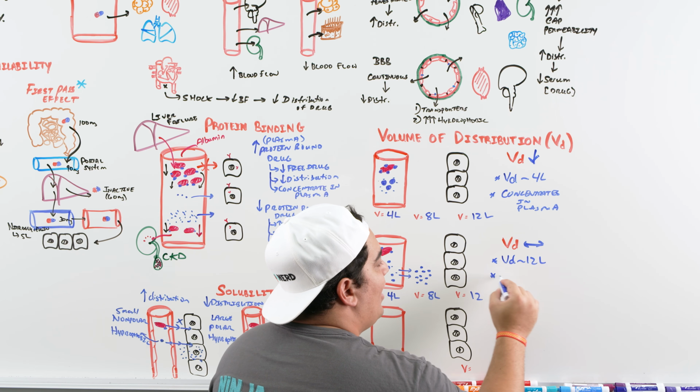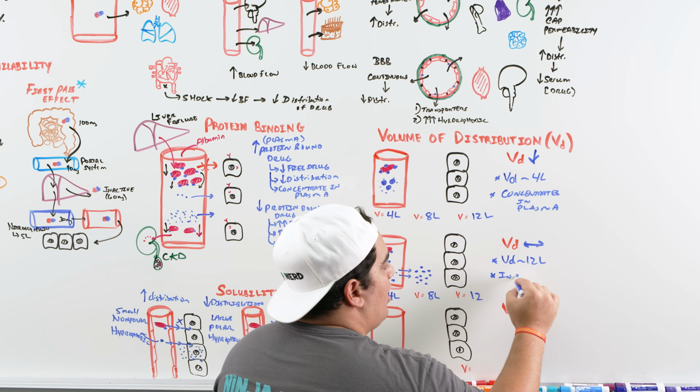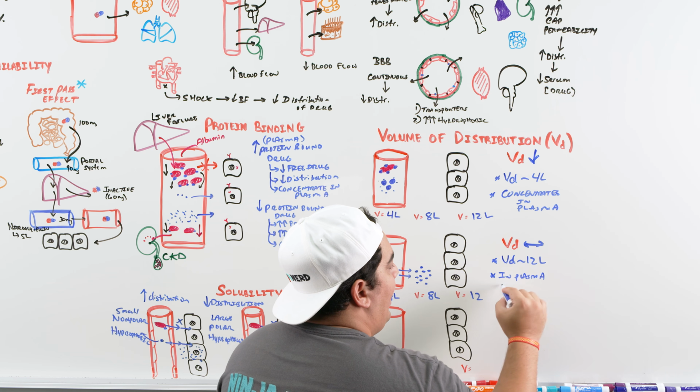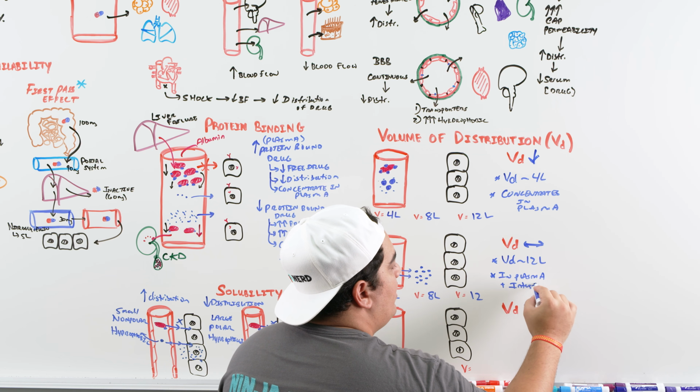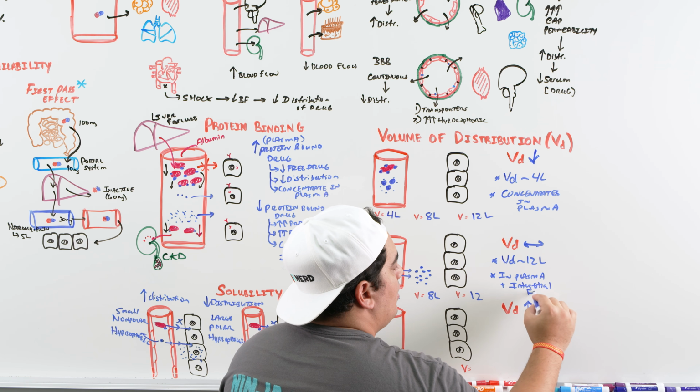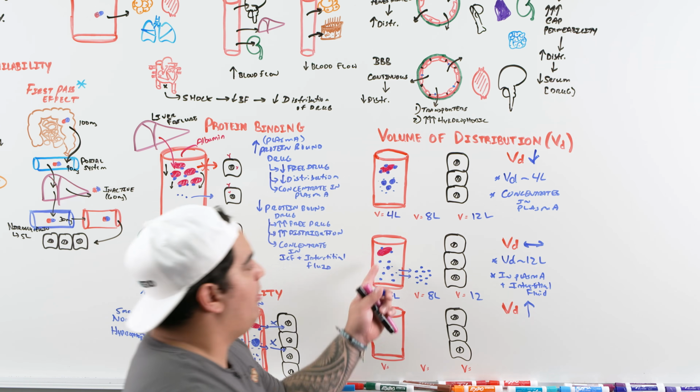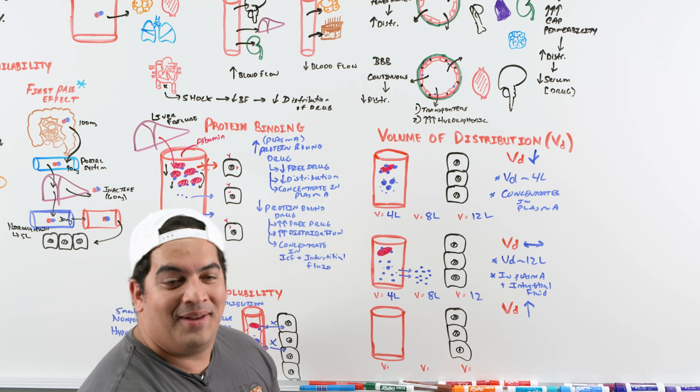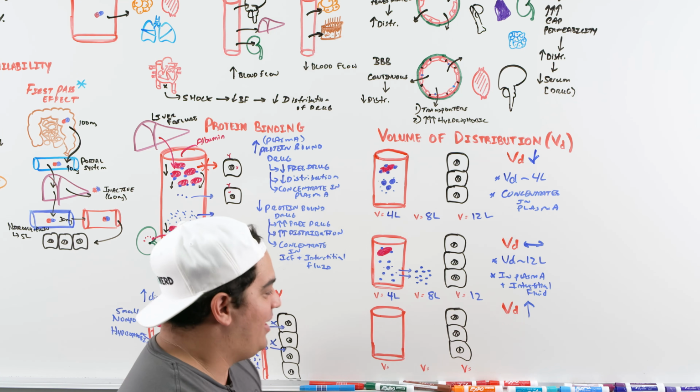So because of that, you're going to see this in the plasma, it'll concentrate in the plasma and maybe into the interstitial fluid. And maybe even a small amount into the actual cells, but primarily a little bit between these two compartments here. You obviously know the last one, high volume of distribution.